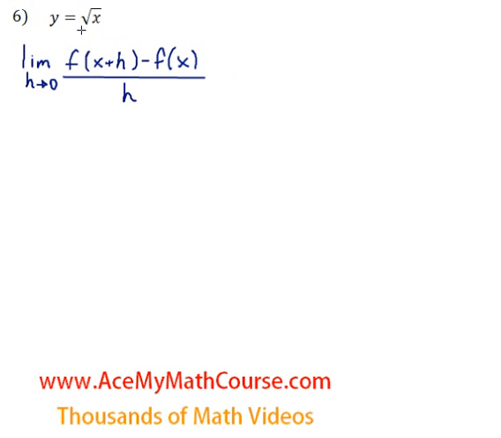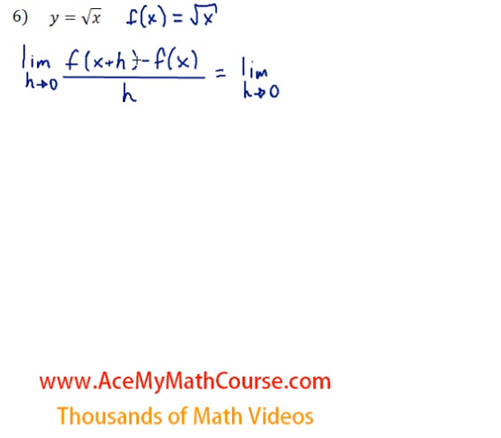Find the derivative of y is equal to root of x, or the square root of x. So that is just f of x. And we're going to be using the definition of the derivative. So we have the limit as h approaches 0 of f of x plus h.